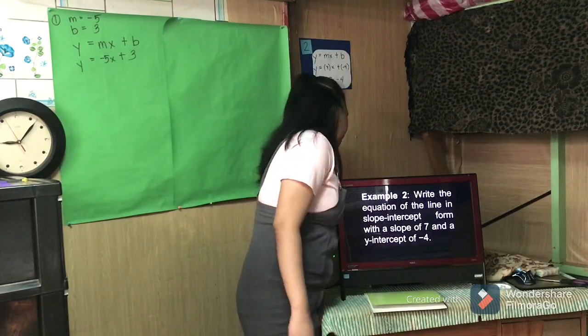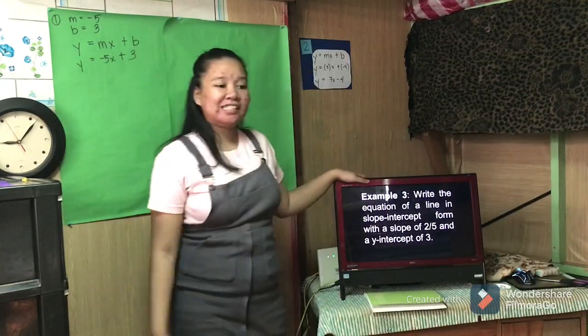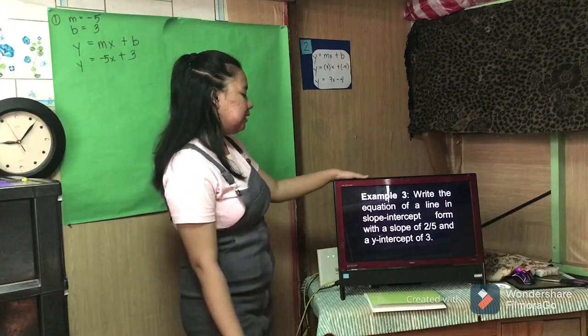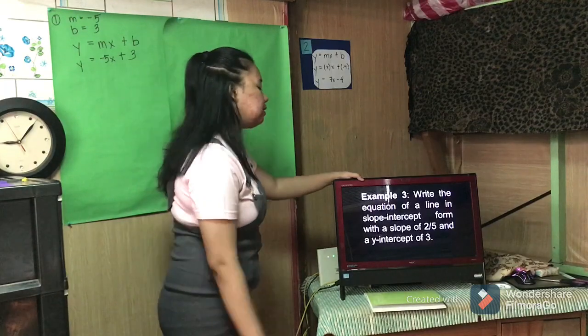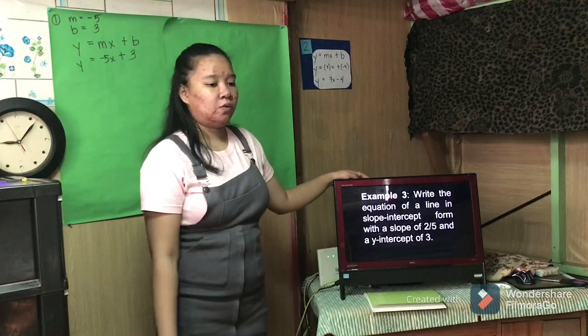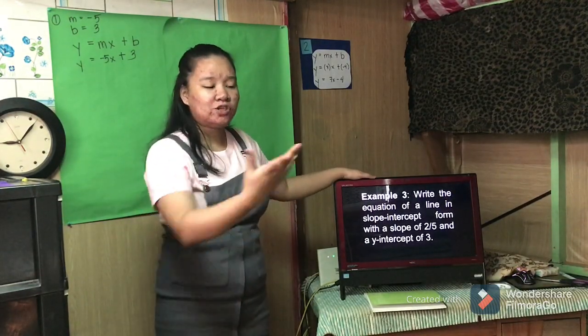How about this one? Example 3. Write the equation of a line in slope-intercept form with a slope of 2/5 and a y-intercept of 3. Who wants to try? Yes, Jose.